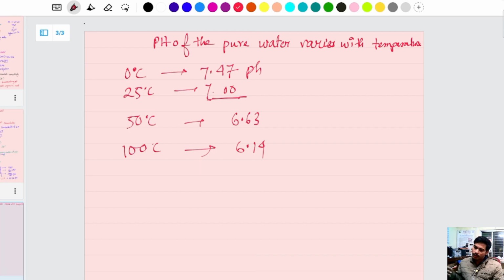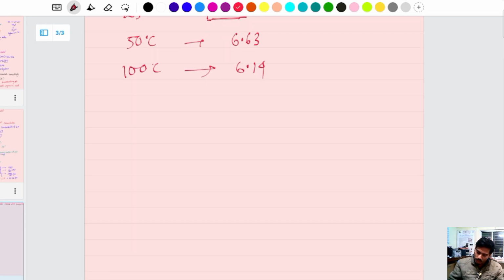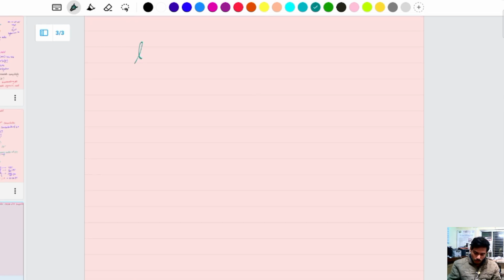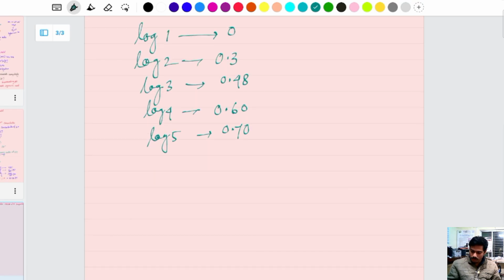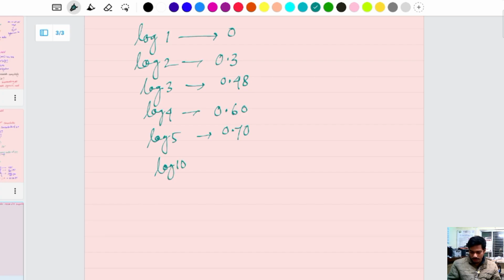Now, in pH the definition uses the logarithmic scale. To remind you of the logarithmic scale, you can remember the log values. For remembering log values: log of 1 is 0, log 2 is 0.3, log 3 will be 0.48, log 4 will be 0.60, log 5 is 0.7, and log 10 is 1.